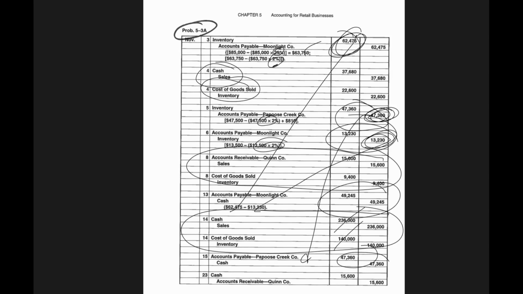On the 23rd, received cash on account. So cash on account on November 8th. So right here, this was debited for $15,000. So now we're going to debit our cash account and take it out of AR.